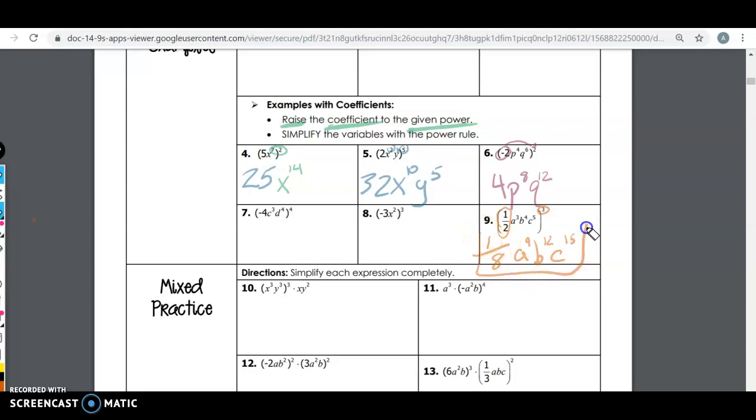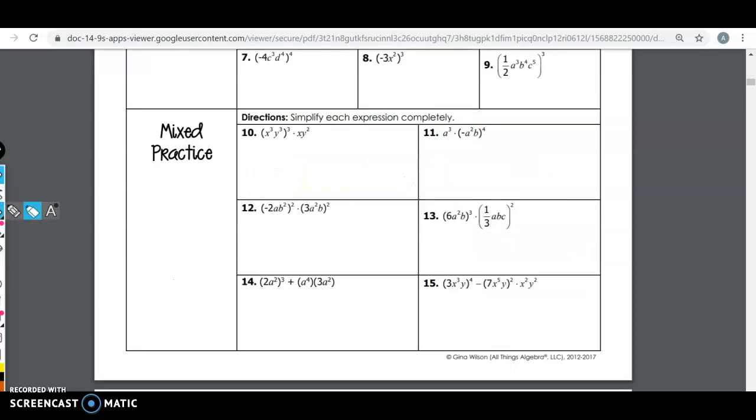And you can leave your answer just like that. The next couple of problems are mixed practice, where not only do we have product rule, but we have power rule and adding or subtracting like terms as well. Number 10, you always start with the parenthesis part.